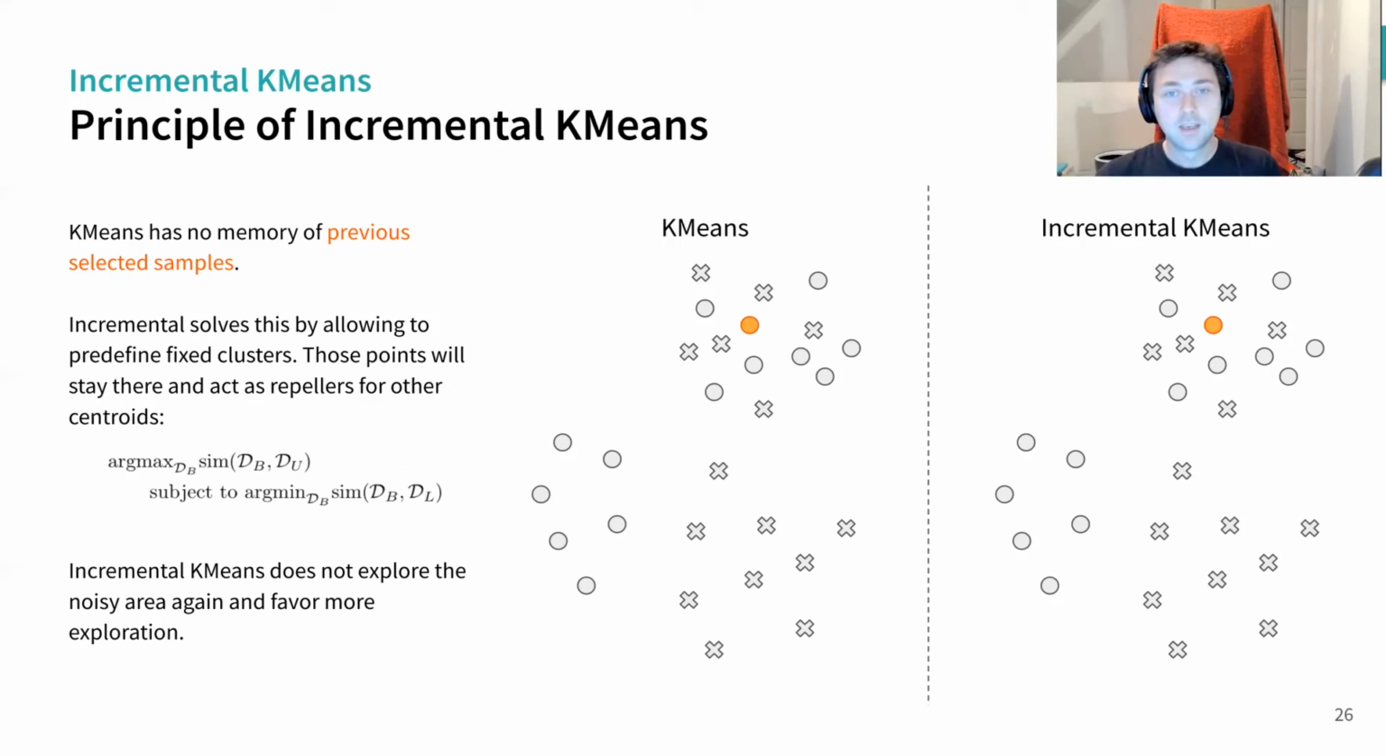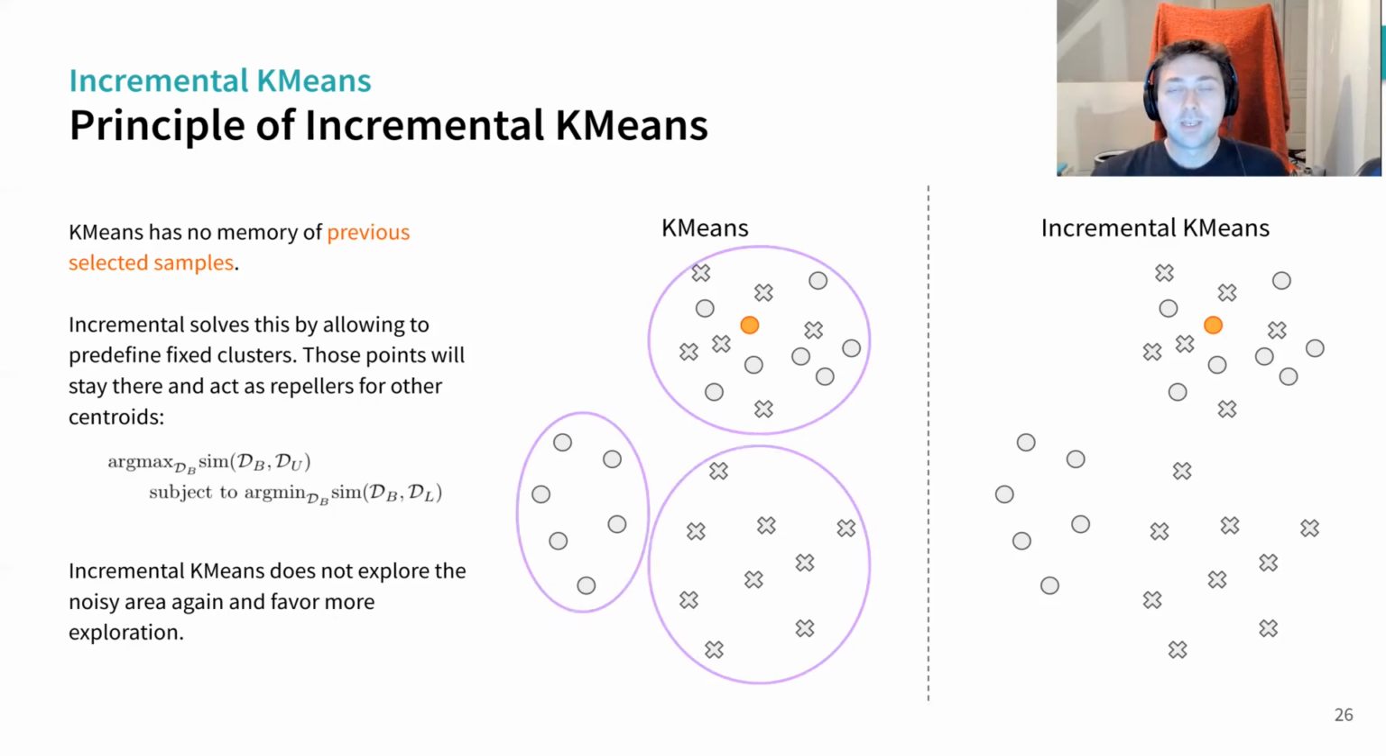Let me show you that on the example on the right. So you have this example that we've already seen before with two clear blobs and one noisy. And we have selected a sample in the middle of the noisy blob. What K-means does has no knowledge of what has been selected. It just runs clustering, and we have these three clusters. So we will pick, again, a sample in the noisy blob.